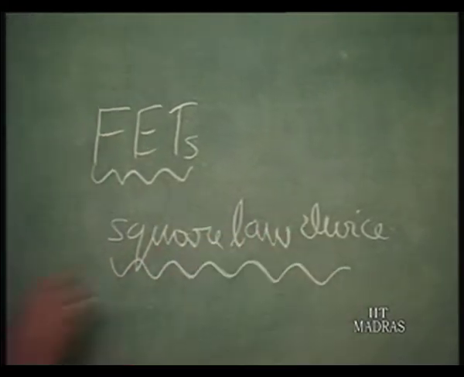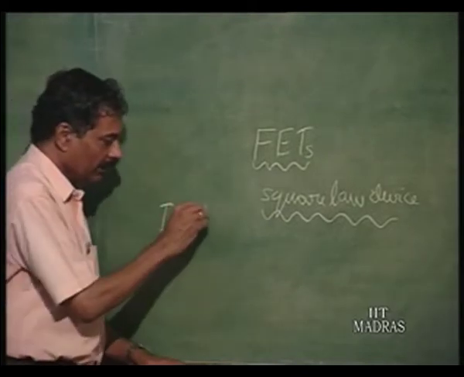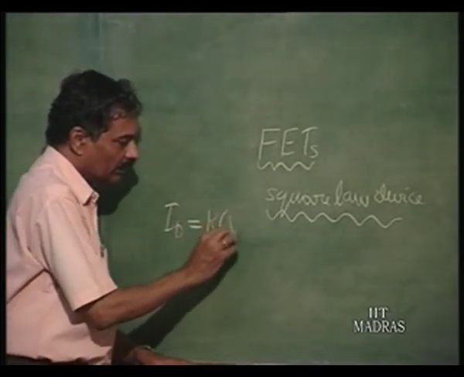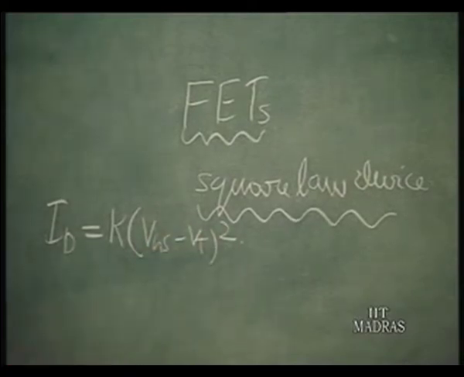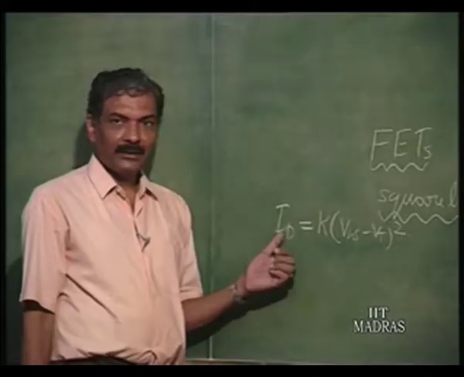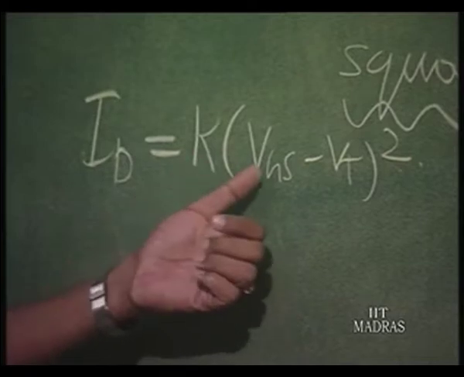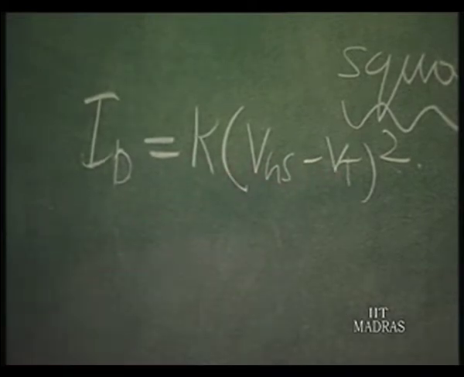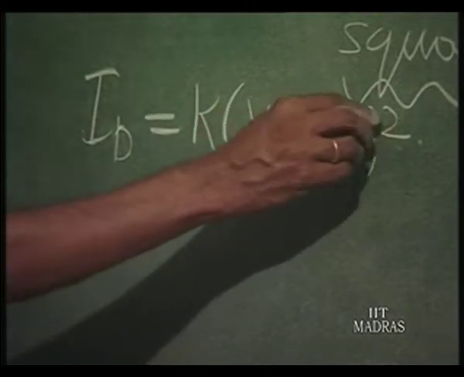What does it mean? The current of a FET is going to be, let us say, k times VGS minus VT whole square. This is the enhancement type of field effect transistor that we had discussed in the early part of our lecture. ID, the drain current, drain to source current, is equal to k times VGS minus VT whole square. VT is the threshold voltage.